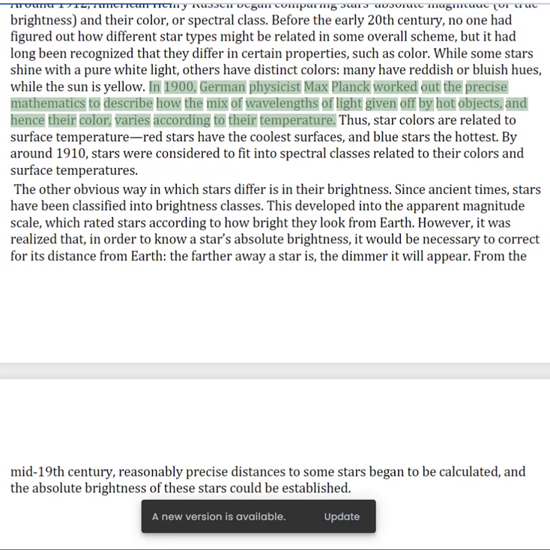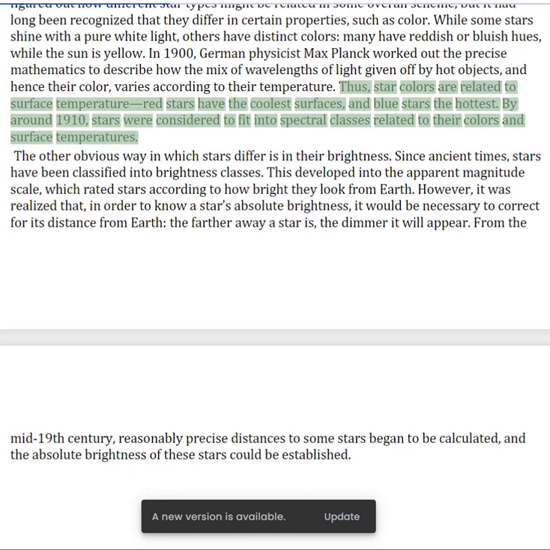In 1900, German physicist Max Planck worked out the precise mathematics to describe how the mix of wavelengths of light given off by hot objects, and hence their color, varies according to their temperature. Thus, star colors are related to surface temperature. Red stars have the coolest surfaces, and blue stars the hottest. By around 1910, stars were considered to fit into spectral classes related to their colors and surface temperatures.